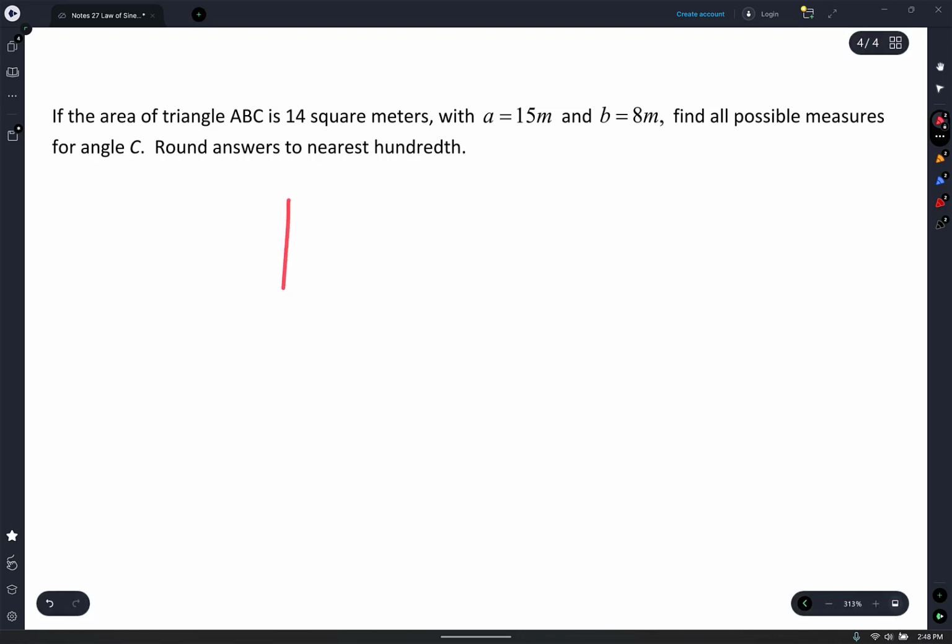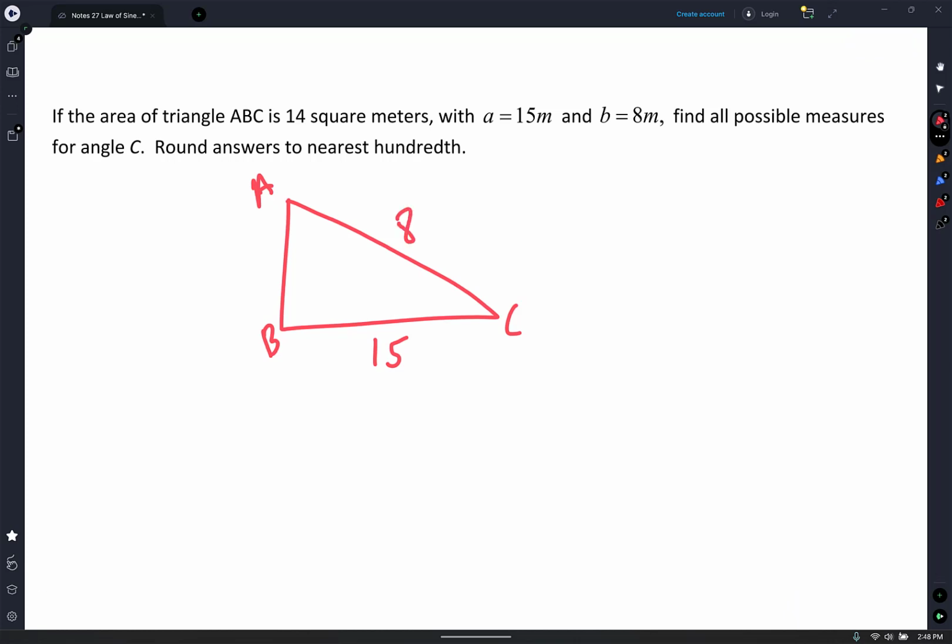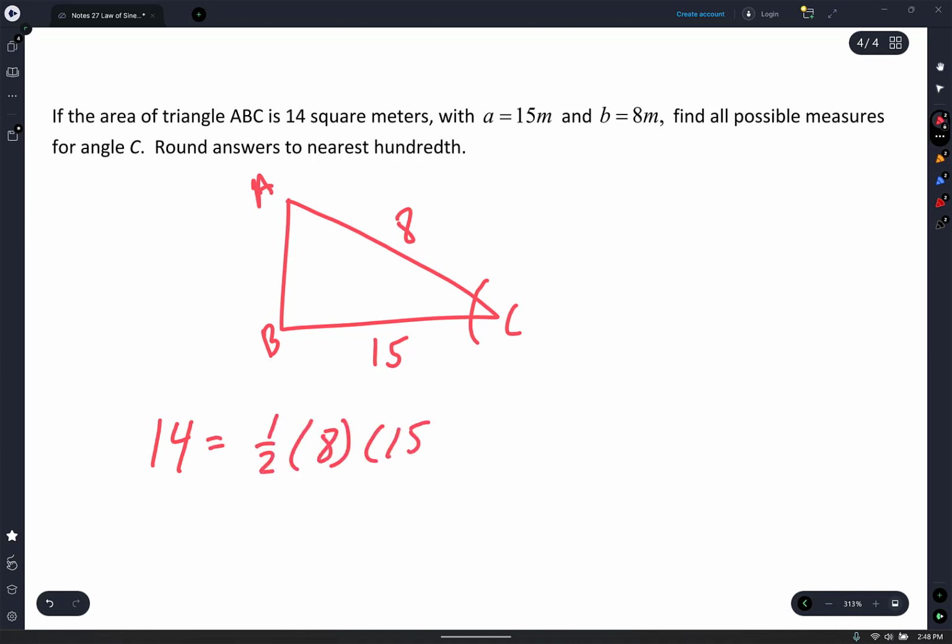I'm going to draw a random triangle, A, B, C. Little a is 15, so put it in the right location. Little b is 8, put that in the right location. They want all possible angles for angle C. Perfect, they gave me everything I need. The area is 14, so I'm going to write 14 equals 1/2 times 8 times 15 sine. I'm going to put theta because I prefer to write a theta instead of a letter. Sine theta.